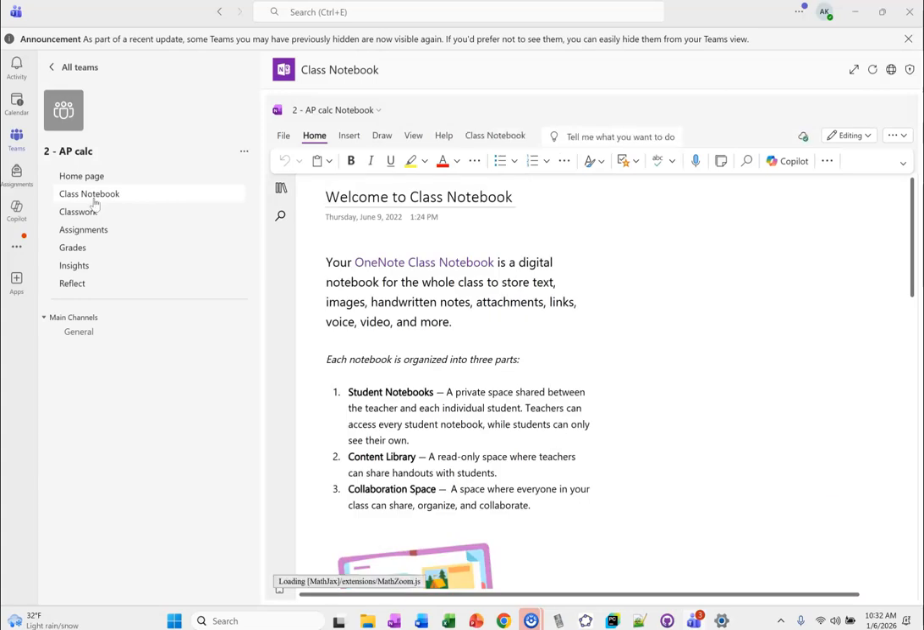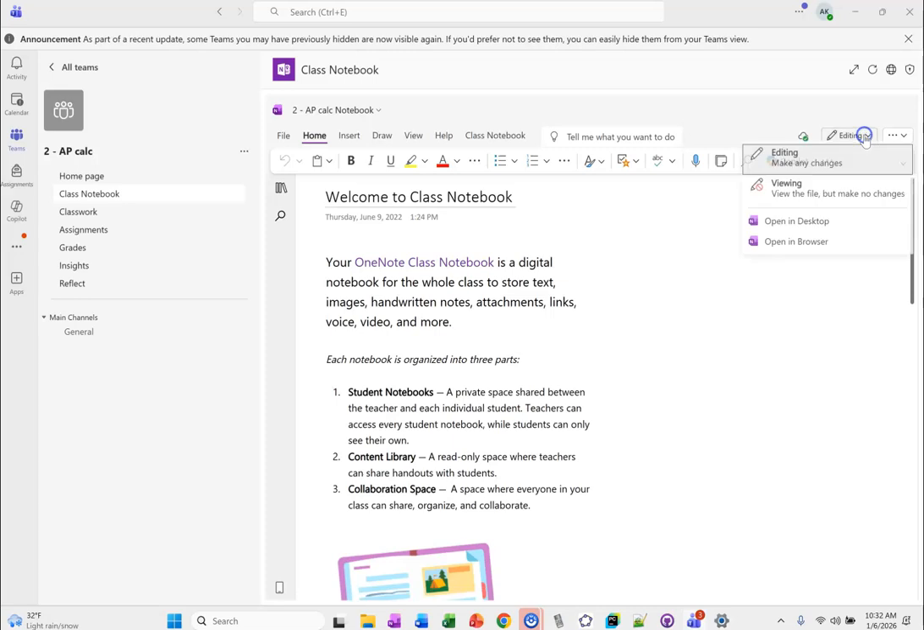Once this is dropped in, you're going to be using the drop down here. Mine says editing. I think yours will say viewing. From the drop down, you're just going to pick open in desktop. And then that'll load the new notebook for the semester into your current OneNote. You can close first semester's notebook. I transferred all the notes from first semester in, so they're all still there, so there's no worries there.